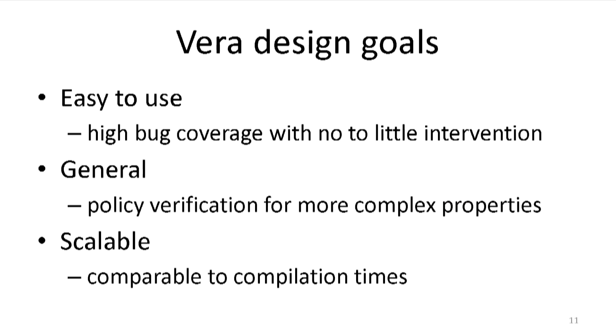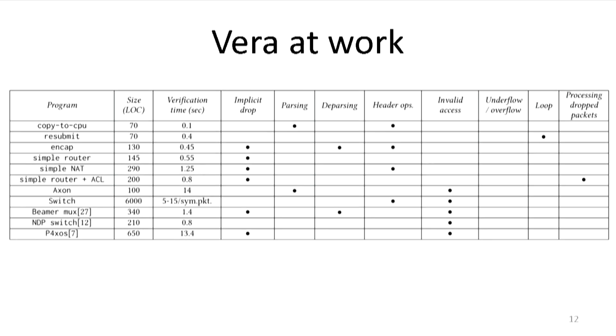Besides these obvious goals, we were driven by three other objectives. We wanted it to be as easy to use as possible, to require little to no intervention from the developer. Whenever this is not the case, when you would like to specify more complex properties, we didn't want to sacrifice generality, so we can optionally take as input a policy specification. And lastly, to be useful in real-world scenarios, this had to be scalable.